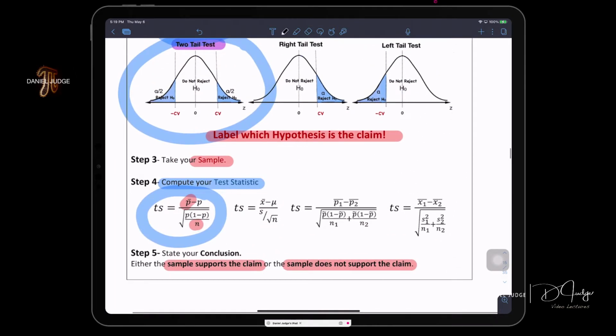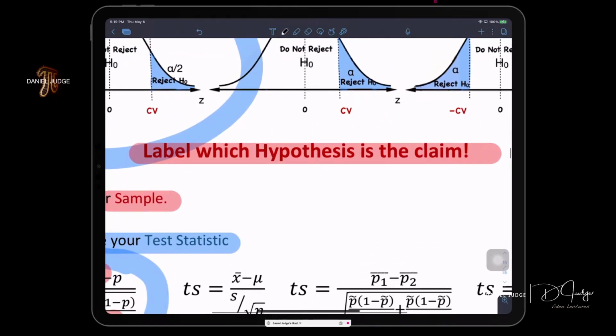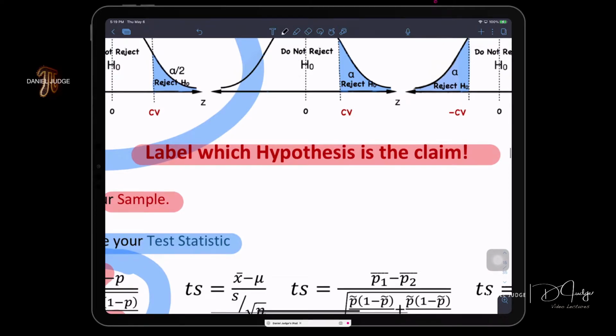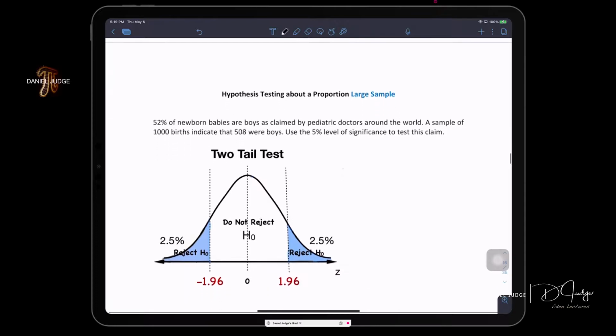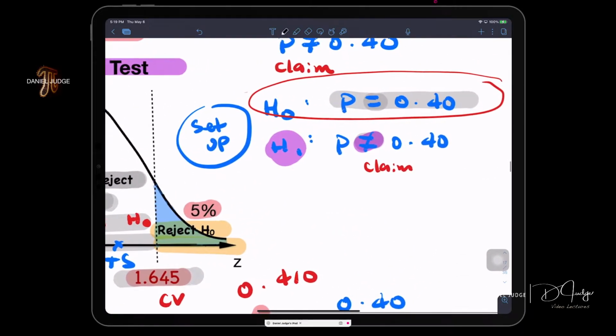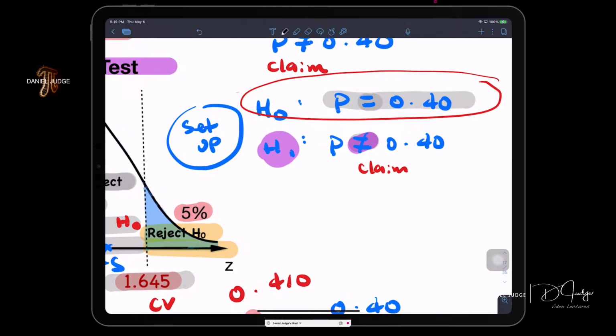So remember what I said earlier, and this is a very important detail. This is the final place where people have trouble, the conclusion. Label which hypothesis is the claim. So go back to this picture. A picture is worth 1,000 words. If I do not reject the null, I'm keeping the null. Notice what it means about the claim. The claim is out because I'm not rejecting the null.